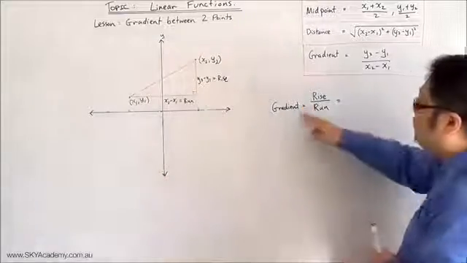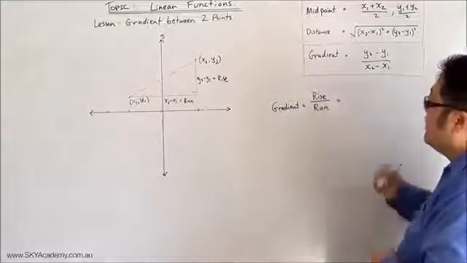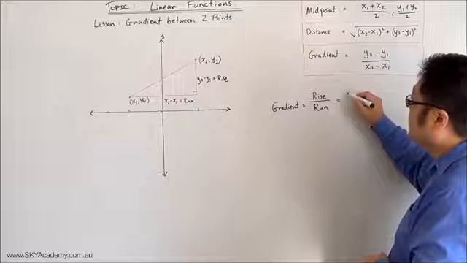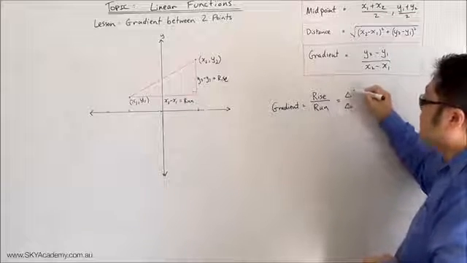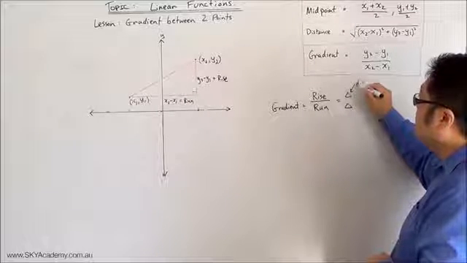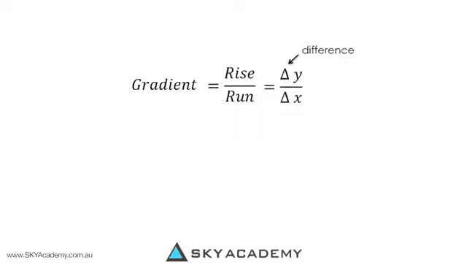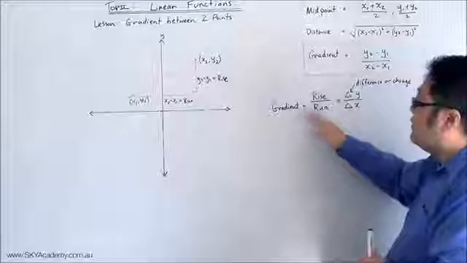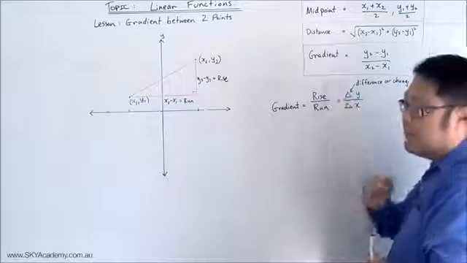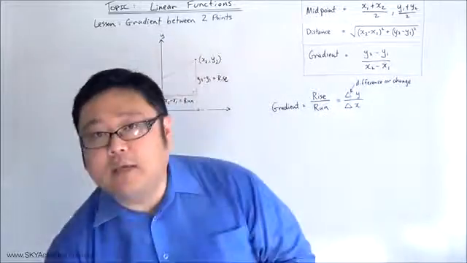So the gradient is rise over run, which is the difference, and I use these triangles, but the triangle just means difference or change. So the change in y over the change in x, right? And the change in y would be y2 minus y1, and the change in x would be x2 minus x1, okay? So the gradient is given by rise over run. Now, I'm going to give you an example here.